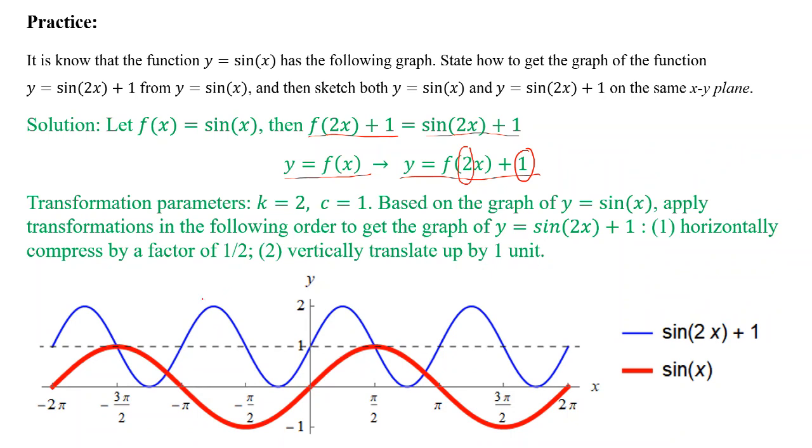And then if you draw the two graphs on the same xy plane, the two curves should look like this. The red curve here is the original one, right? So following the transformation, first compress by a factor of 1/2, and then translate up by 1 unit. The blue curve here is a graph of the new function, right? Okay, any questions?